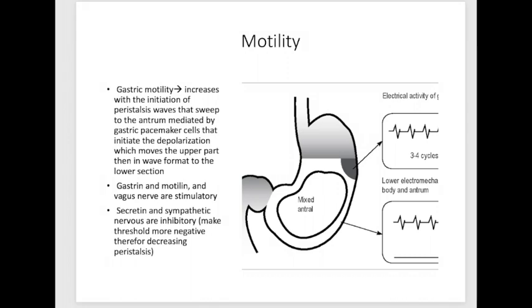Sympathetic activity and secretin are inhibitory in this situation, and they make the threshold more negative, therefore decreasing peristalsis. So again, think about your rest and digest. This is going to be parasympathetic, and we don't want stimulation if we have fight or flight going on, which is going to be our sympathetic nervous system.